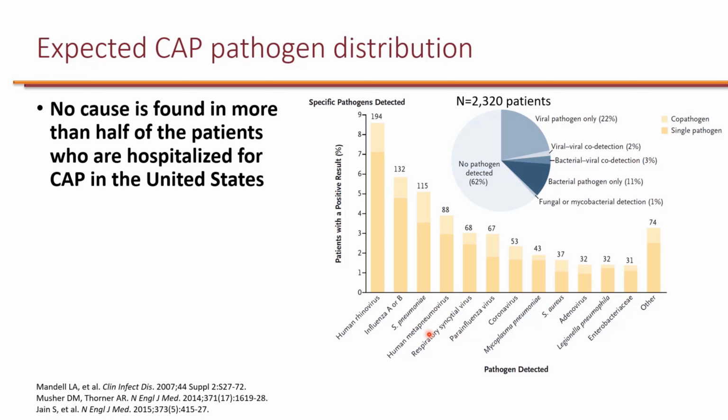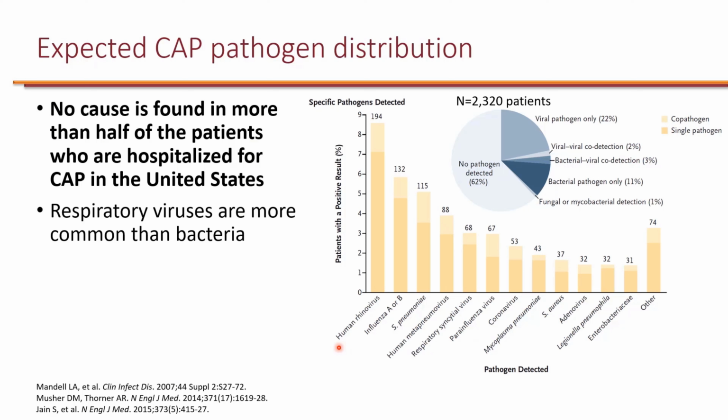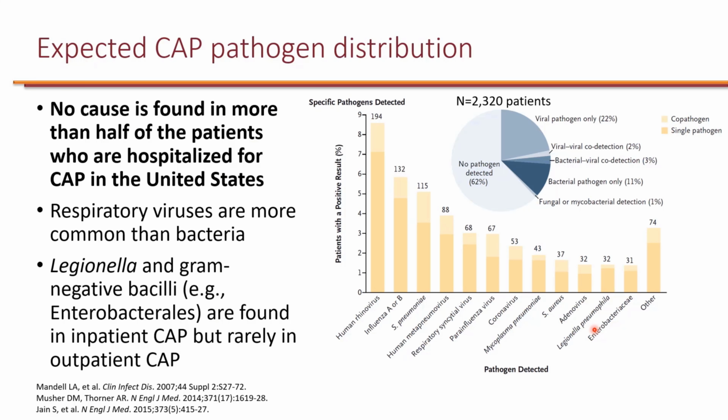The second thing that you will find here is that viruses are actually more common than bacteria. So you can see here human rhinoviruses, influenza, coronaviruses. And while Legionella and Enterobacterales are found among hospitalized patients, really, they are rarely found in outpatient community-acquired pneumonia. And what I mean by that is community-acquired pneumonia that's not severe, that can be treated outpatient. And we'll talk more about that shortly.